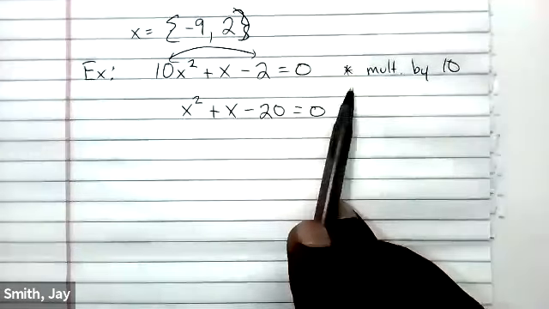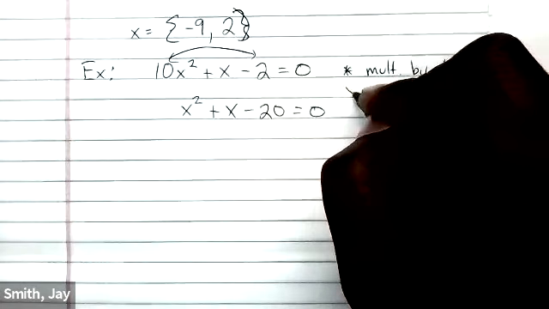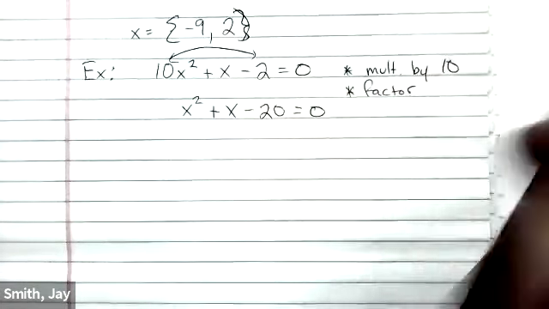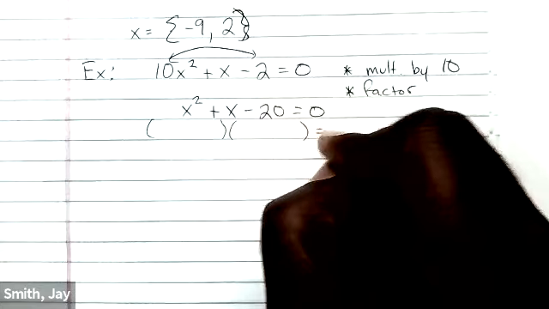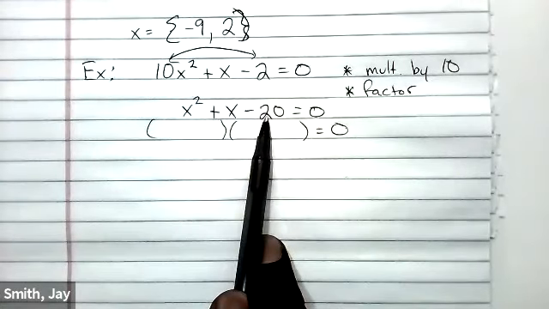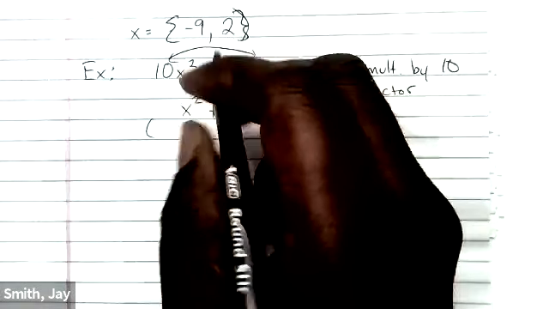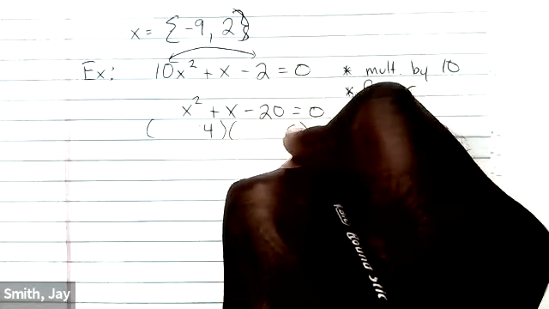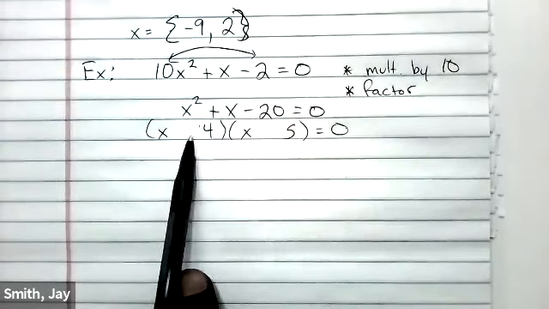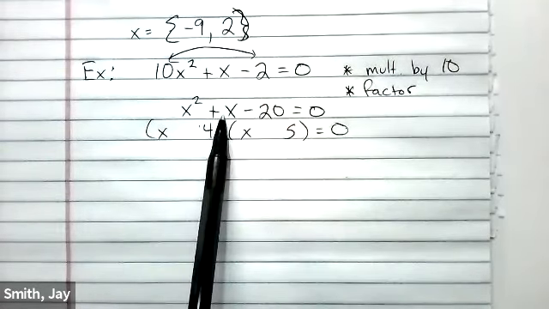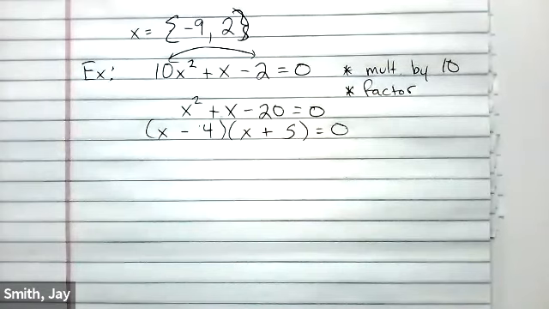All right, so first we're going to multiply by our A. This time our leading coefficient A is 10. Next up, we're going to factor it like we would in the other quadratic. So here we're going to look for two numbers we can multiply to give me negative 20, and we combine to get positive 1. I'll say those numbers are 4 and 5. In order for us to get a negative 20, one of the signs must be negative, the other must be positive. In order for us to get a positive 1, the 5 must be positive, the 4 must be negative.